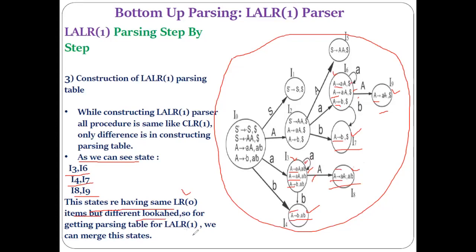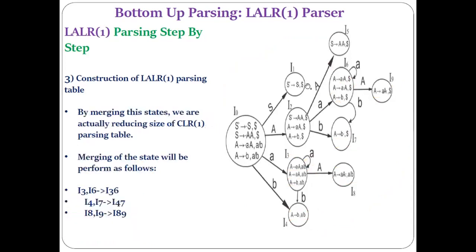So what we have to do in order to get the parsing table for LALR1: we have to merge these states. Which states? These states we have to merge. So how are we going to merge these states? I3 and I6 will be merged as I36. I4 and I7 will be merged as I47. Then I8 and I9 will be merged as I89. Now, how to do that? Let's see it.